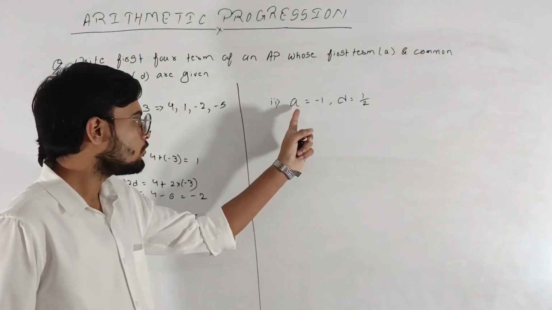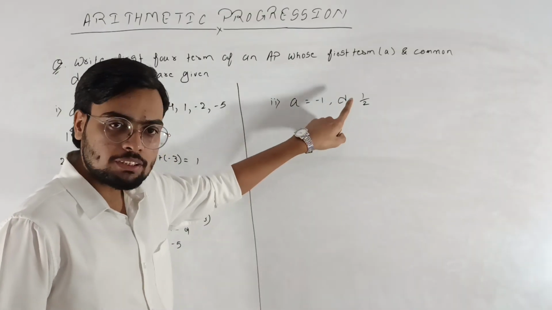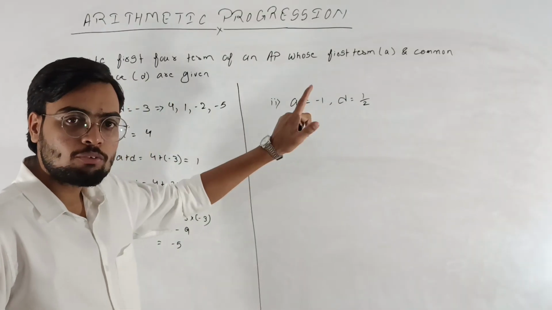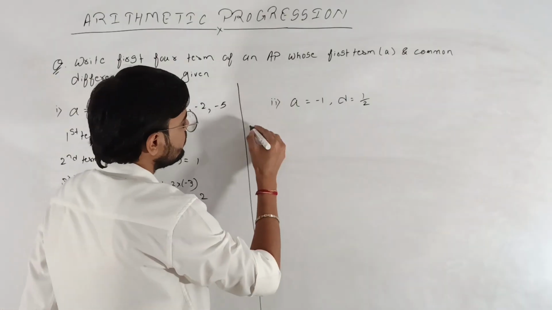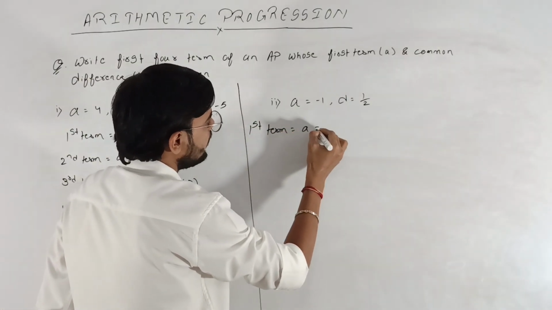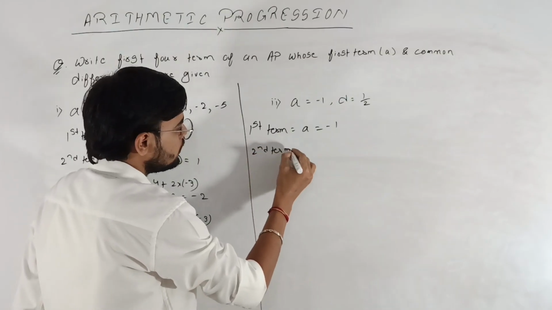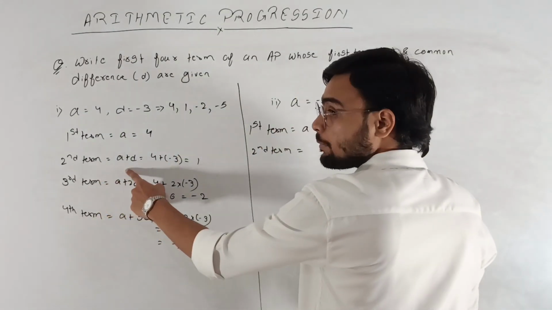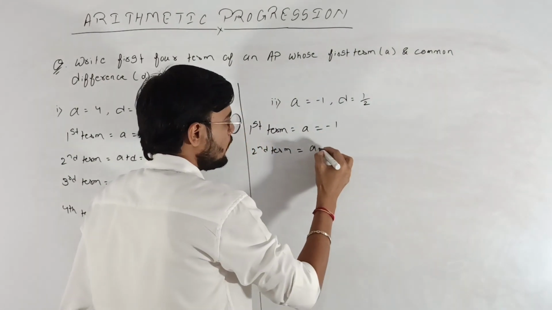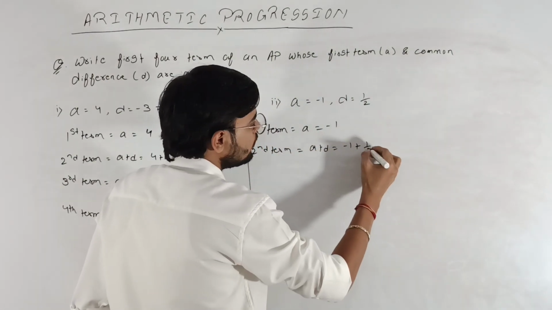In this next AP, the first term is given as minus 1, and the common difference, that is d, is given as 1 upon 2, and we have to write the first four terms. So the first term is again equal to a, that is minus 1. The second term is what? Look, the second term is a plus d. So here a plus d, which is a is minus 1 plus d is 1 upon 2.